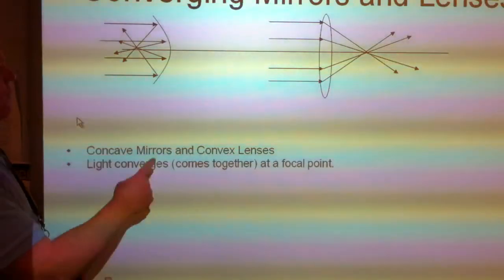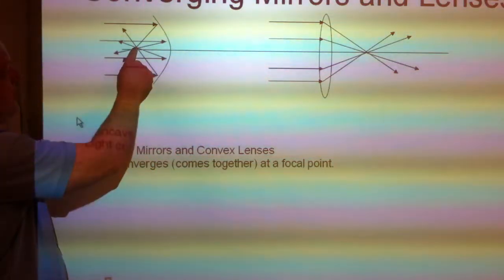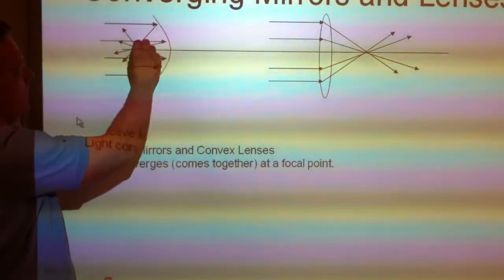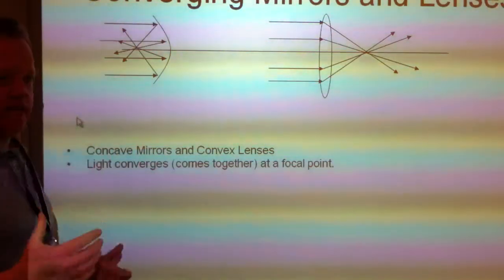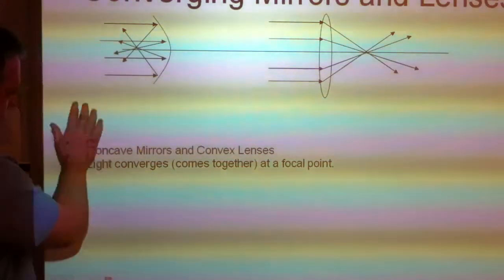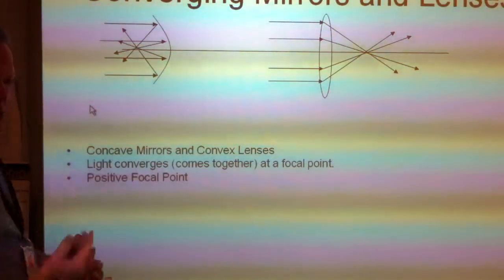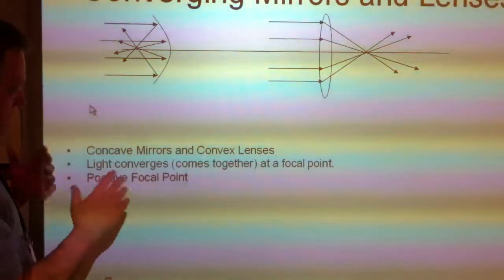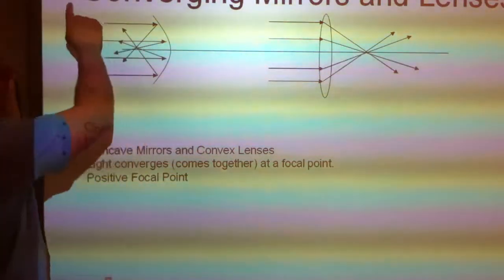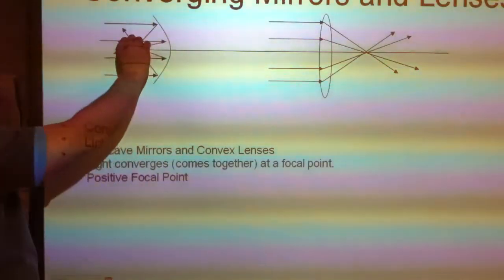It also works in reverse. If I put a light source here, the light's going to go outward, and then all the light that hits the mirror is going to come back out parallel, and that's how a searchlight beam works. When we do the math, that's going to have a positive focal point. So just as we get to the math, remember, for converging mirrors, the focal point is positive.